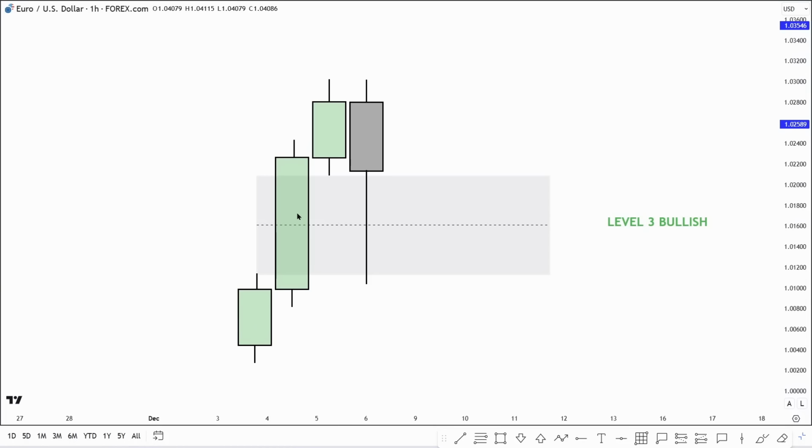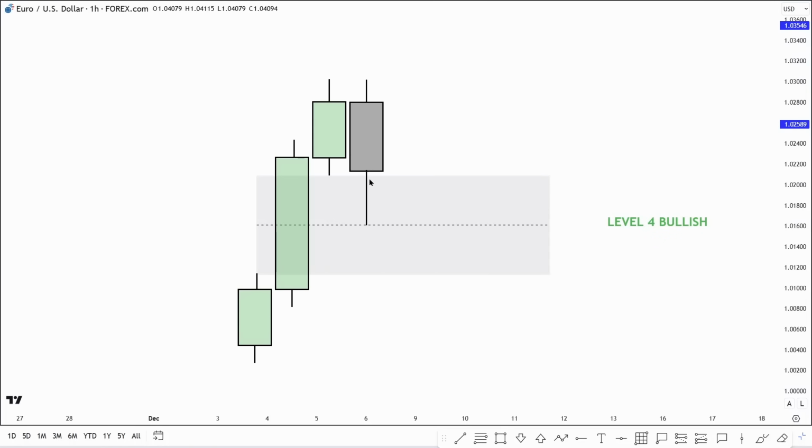If we see the fair value gap wick through, and then we see price close above the premium high of the fair value gap, like so, this is level 3 bullish. So this is stronger than level 1 and level 2. And again, I would look for the premium high of the fair value gap and/or the consequent encroachment to hold as support, especially if the consequent encroachment overlaps with the midpoint of this wick or tail, right?